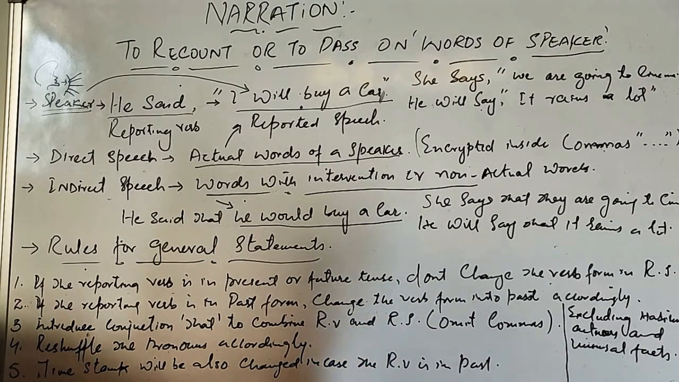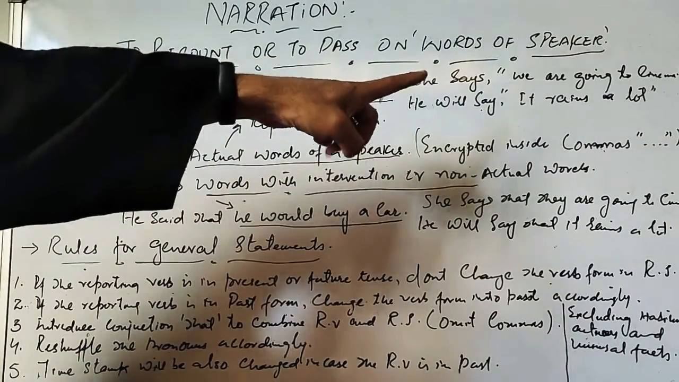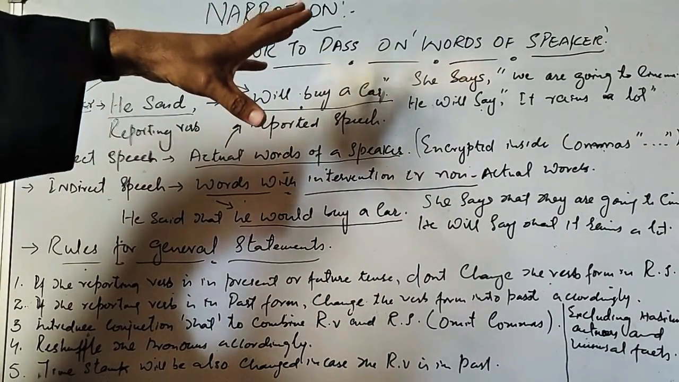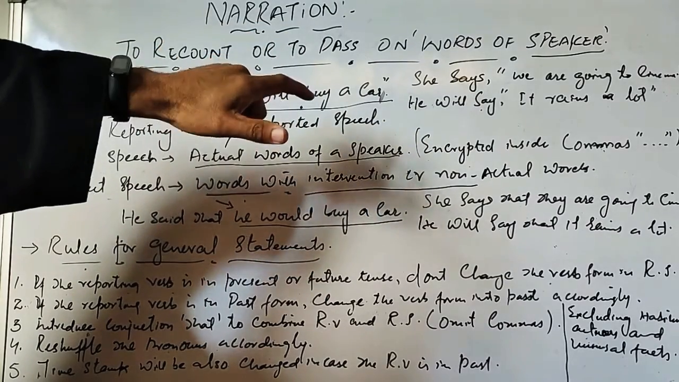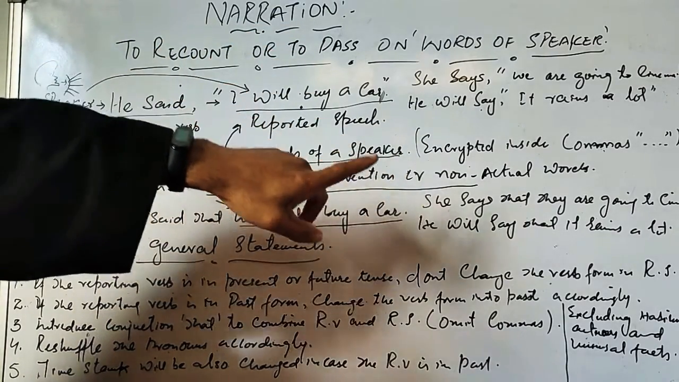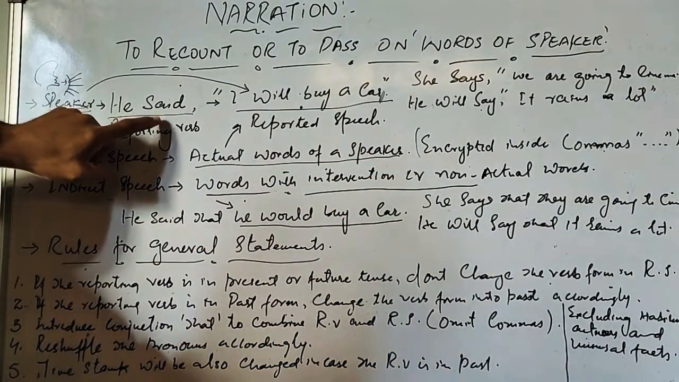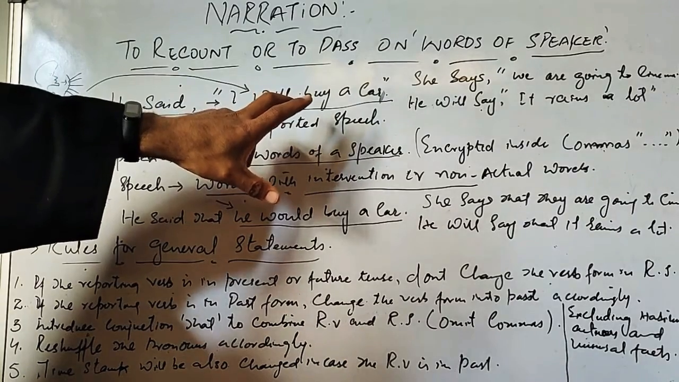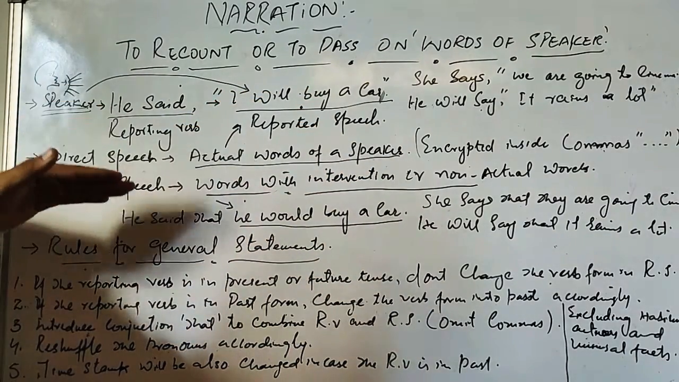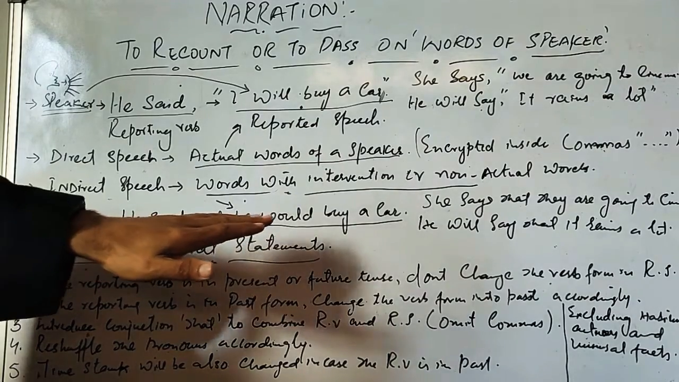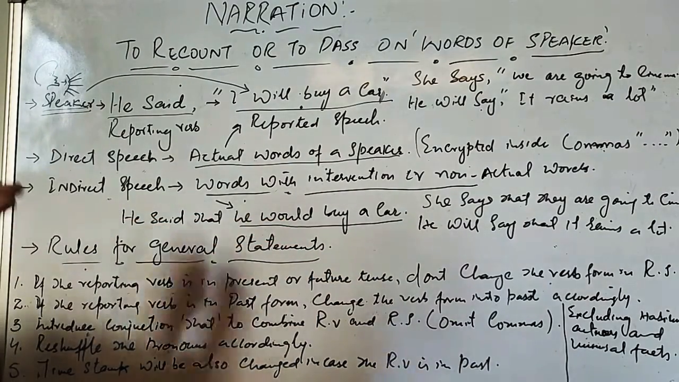Next, time expressions will also be changed in case the reporting verb is in past. For example, there's a statement, "We are going to cinema today." It will be changed into she says that they are going to cinema today. But if the reporting verb is in past form, "I will buy a car today" will be changed into he said that he would buy a car that day, the previous day.